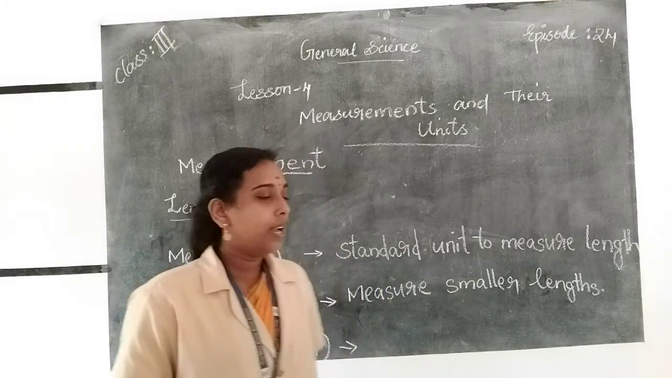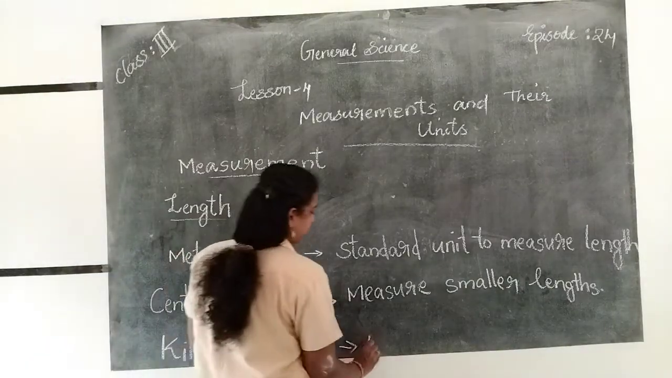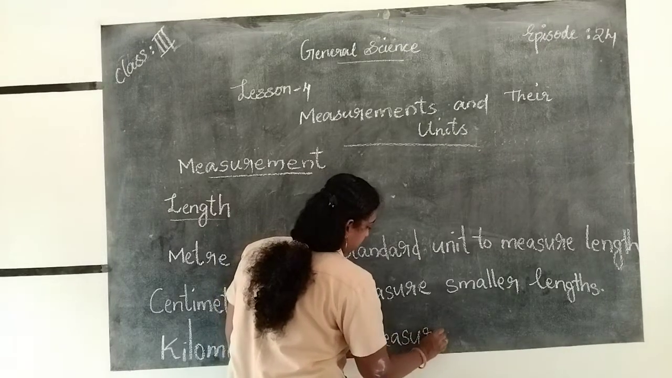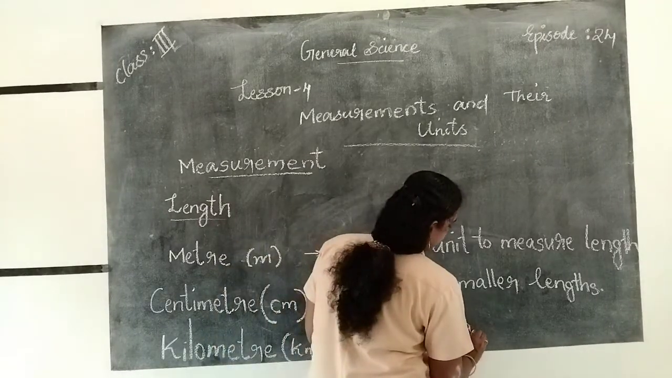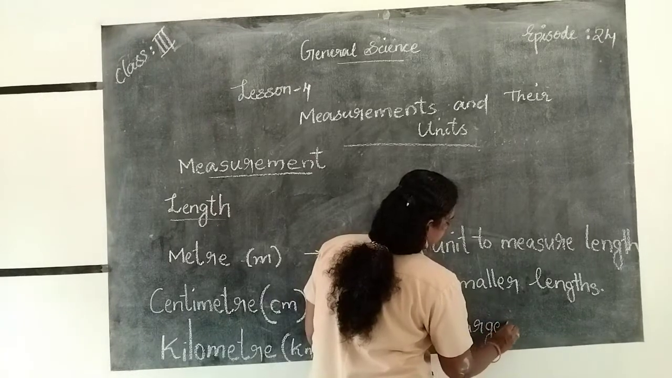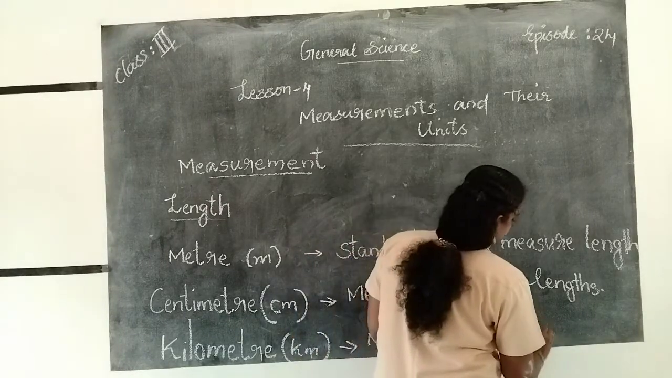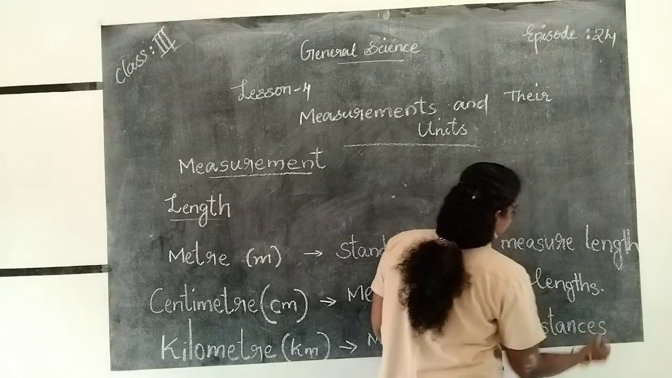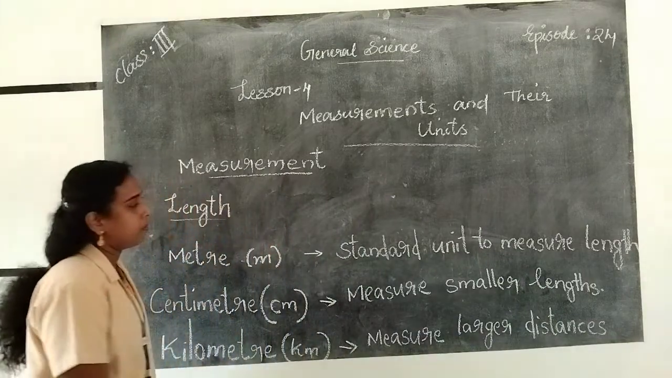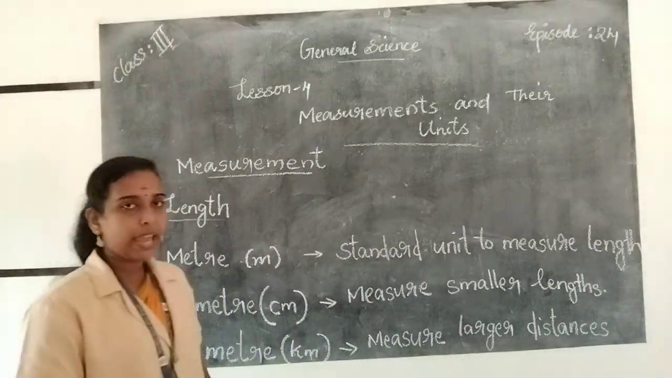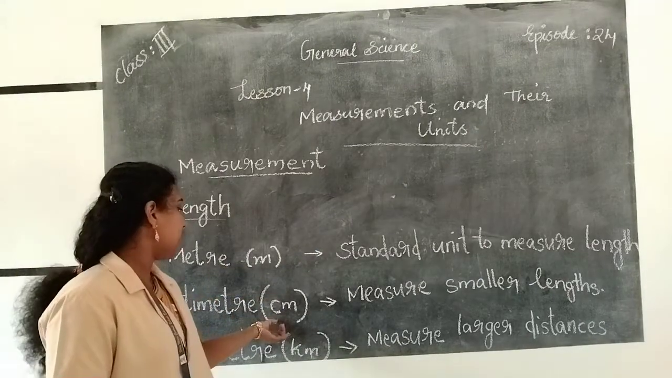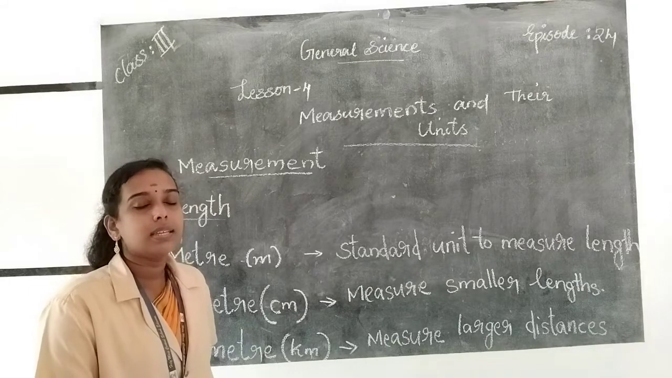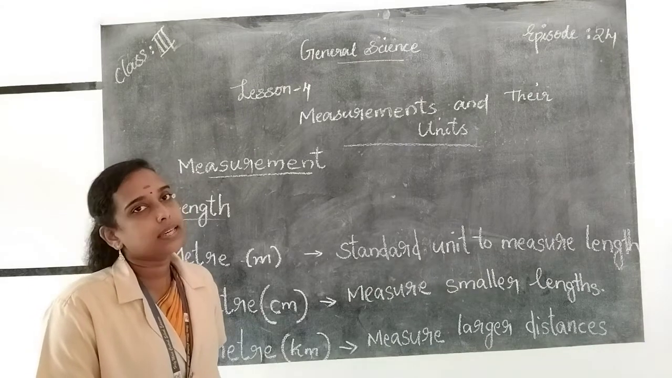To measure larger, L-A-R-G-E-R, larger distances, D-I-S-T-A-N-C-E-S, larger distances, we use kilometer. So which are the three units of length? Meter, centimeter and kilometer. Meter, centimeter and kilometer.